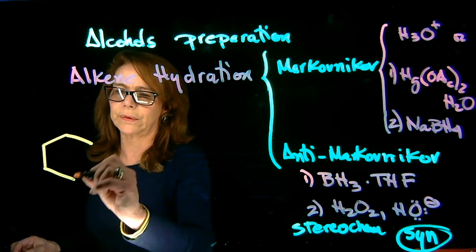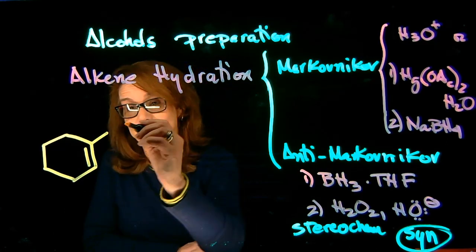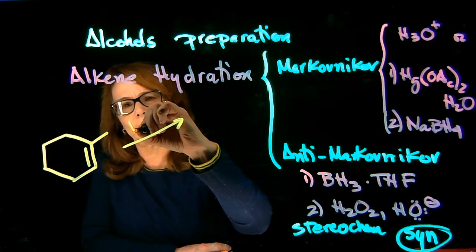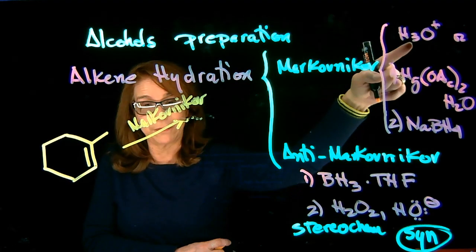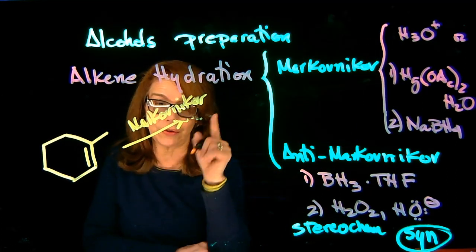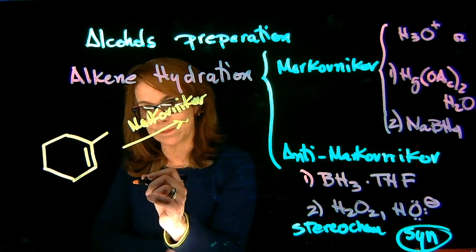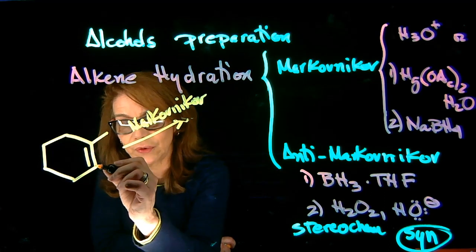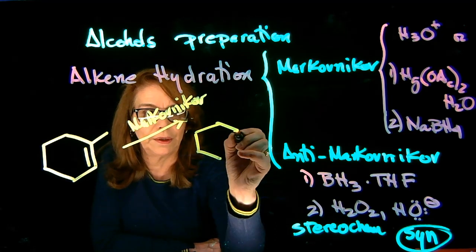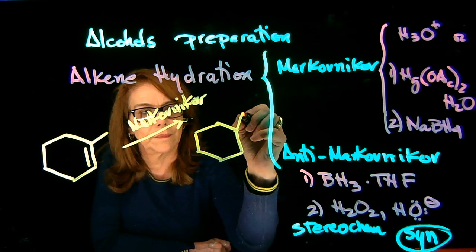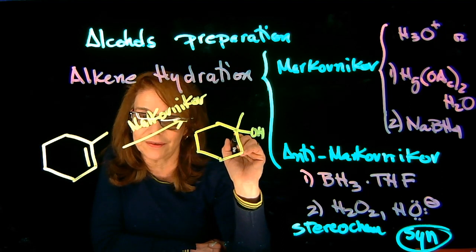Let's do first the Markovnikov product and then the anti-Markovnikov product. If it was Markovnikov and we use, for example, that condition, remember that across the double bond you add H and OH. So we're adding the H at the least substituted carbon, H here and OH here. Your Markovnikov product would be the following. That compound is a tertiary alcohol.